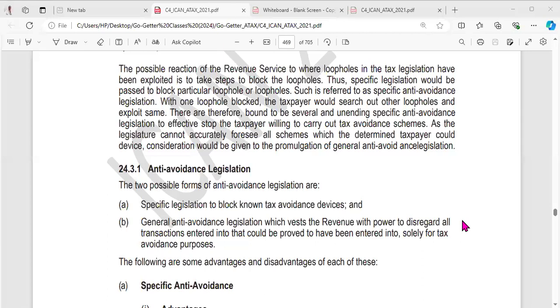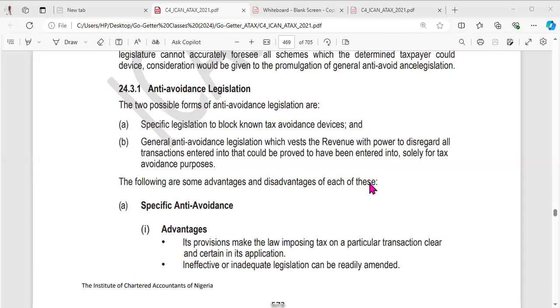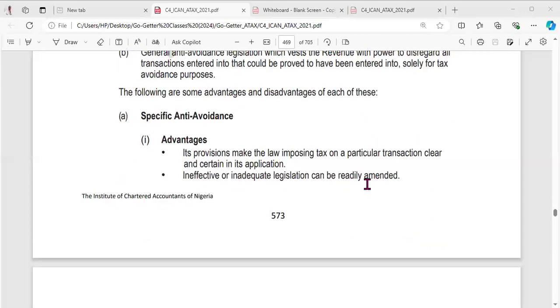Then we have the general anti-avoidance legislation, which vests the revenue with the power to disregard all transactions entered into that could be proven to have been entered into solely for tax purposes. So they have specific, they have general. Now, what are some of the advantages and disadvantages of specific and general?